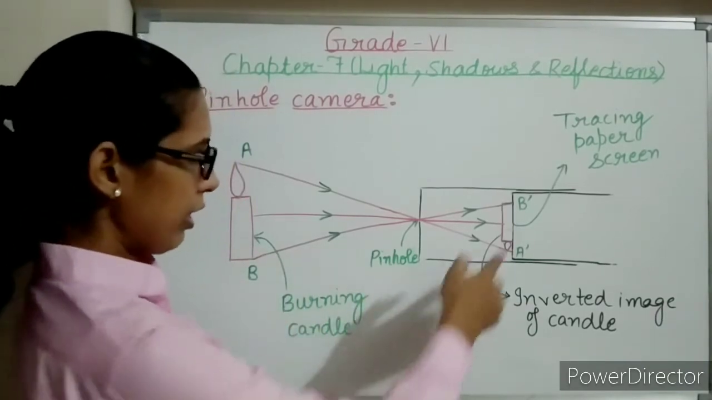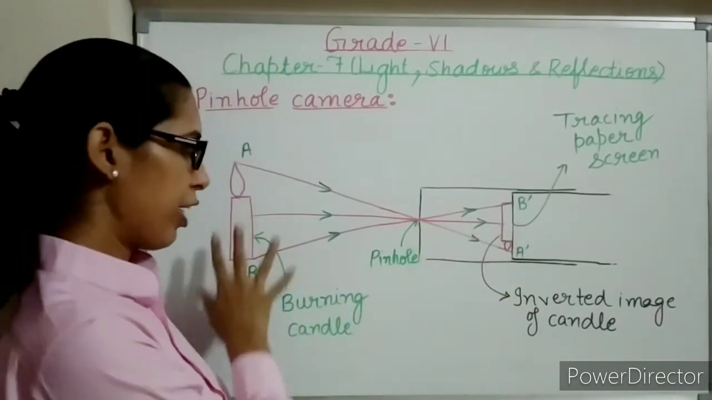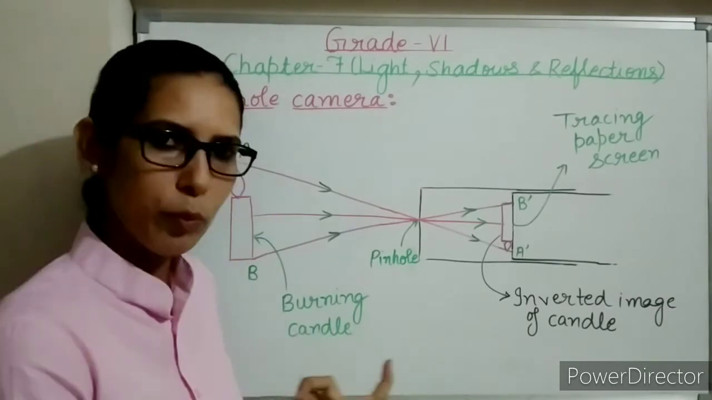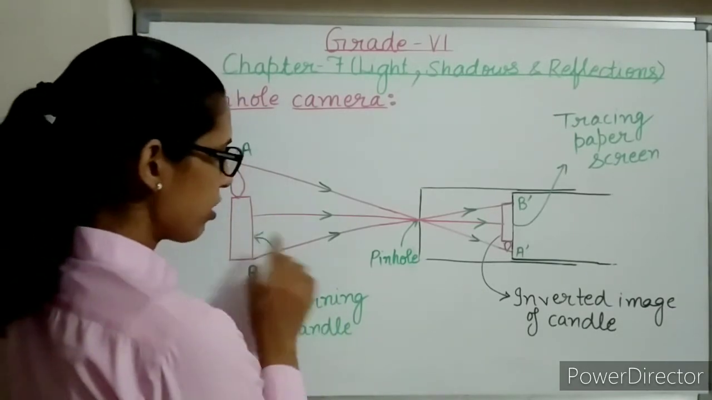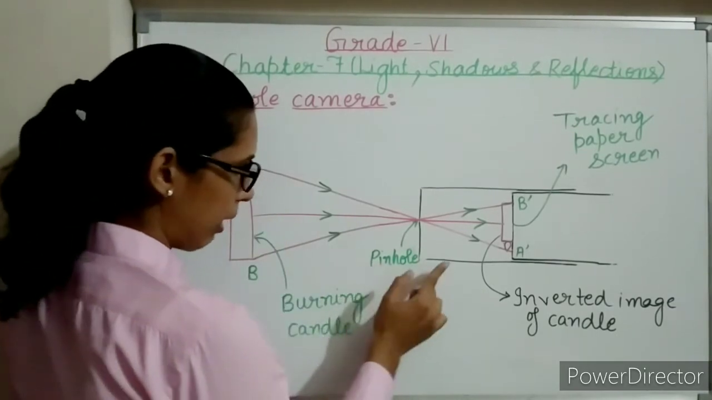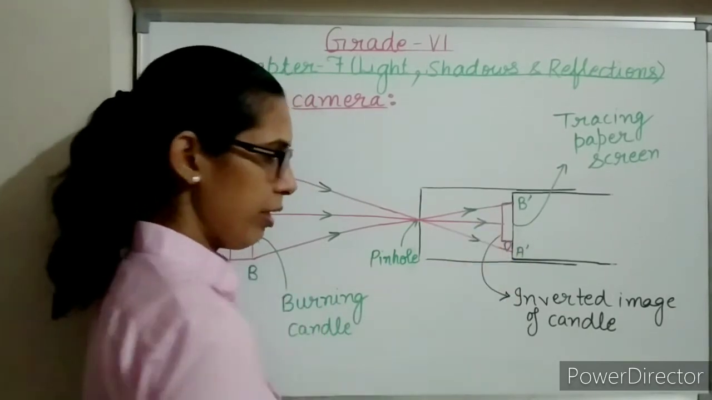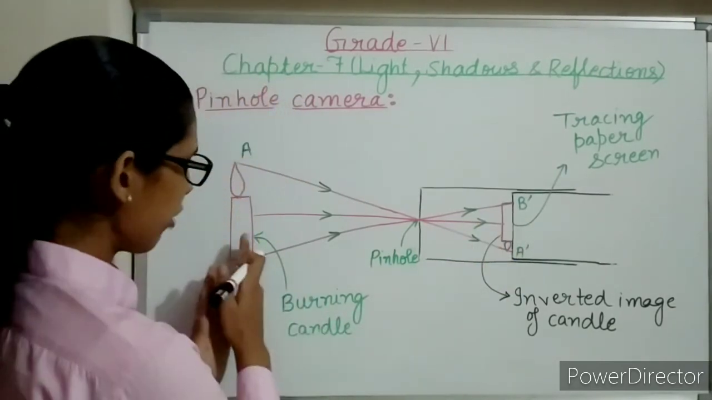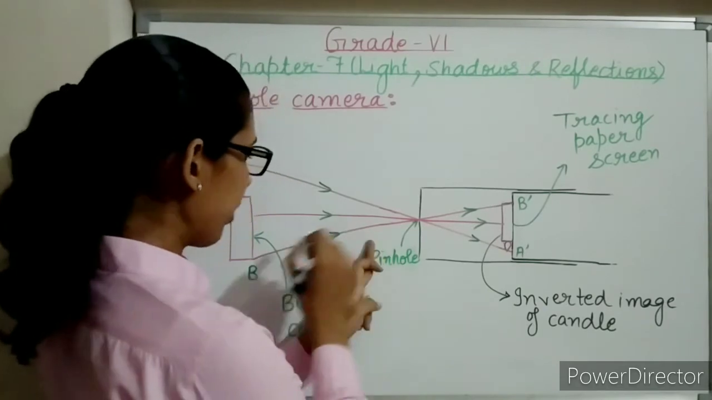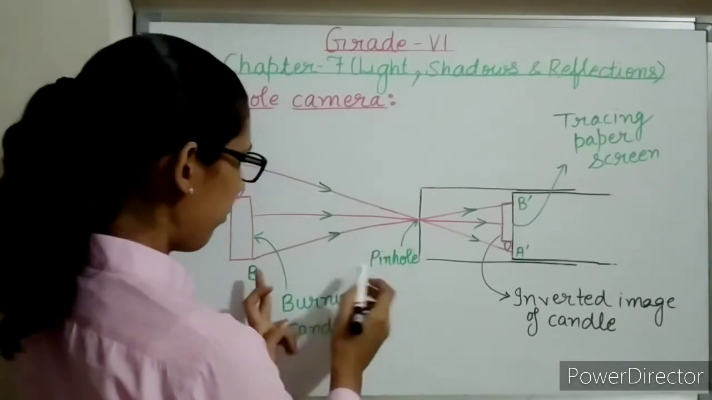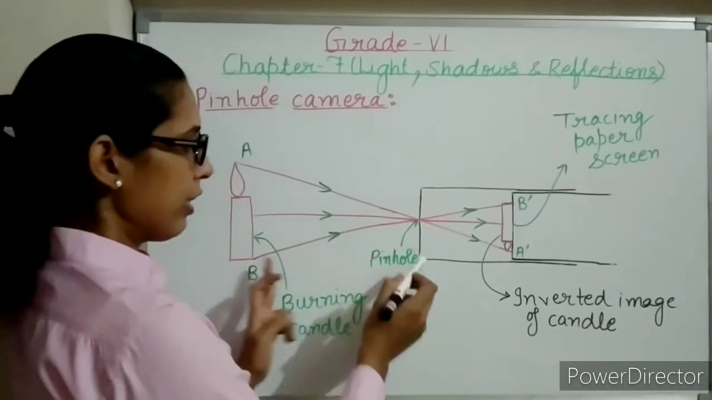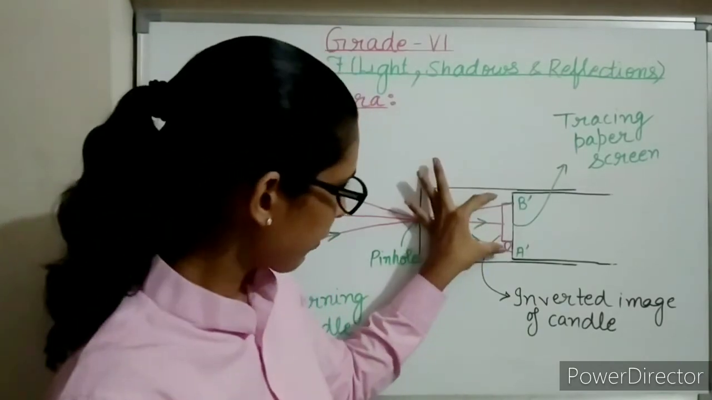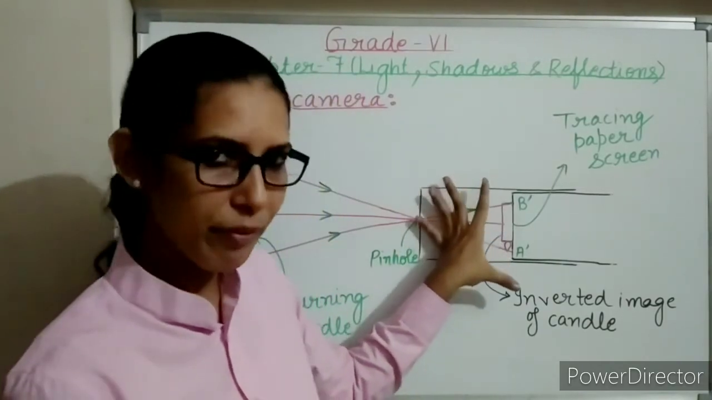Okay, and the color of the image will be the same as that of the object, but the image will be inverted. If you reduce the distance between the object and the pinhole camera, the size of the image will increase. Okay, let's say if you bring your object here, if you decrease the distance between the pinhole and the object, then the size of the image will increase.